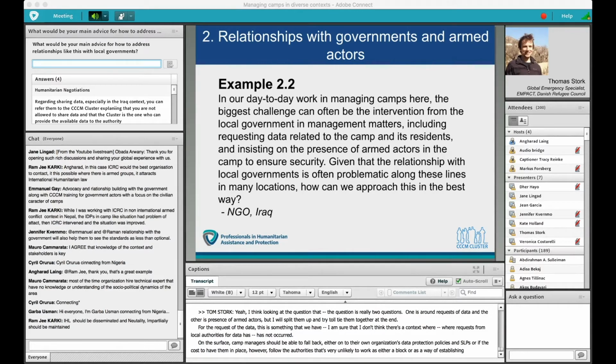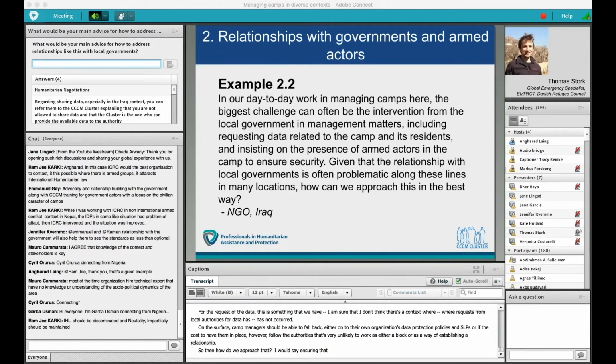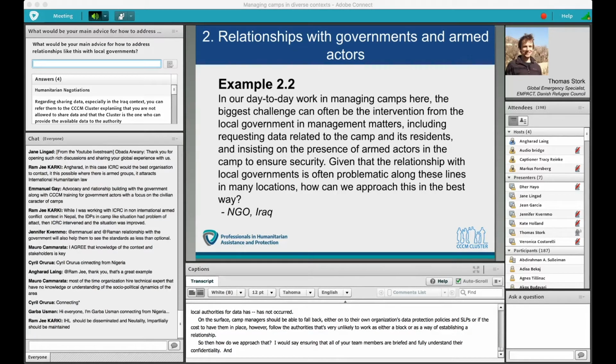So then how do we approach that? I would say ensuring that all of your team members are briefed and fully understand data confidentiality, and this is linked to the new standards document, in which it looks at the percentage that have received CCCM training, which should include data confidentiality and data sharing aspects.